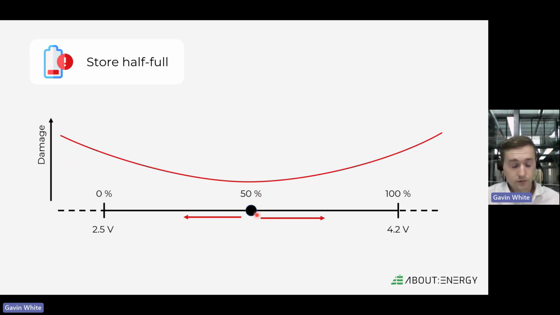The closer, as a very simple rule, the closer you stay to 50%, the less damage you'll do to your battery. And so whenever you're storing it, best to store it halfway if possible. Charging it to a high state of charge, especially beyond 85%, can do a lot of damage long term for storage. And likewise, the same is true for very low states of charge.